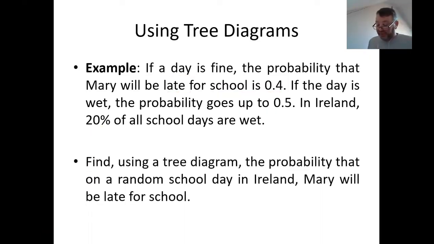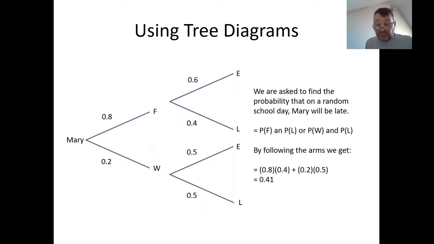Find, using a tree diagram, the probability that on a random school day in Ireland, Mary will be late for school. Okay, so there's your diagram as I drew it a moment ago. Now, what is the probability that she will be late for school? So therefore, we take this arm, late, and this arm here, which is late, straight down that way. So 0.8 by 0.4 is 0.32. There it is there. And then we have 0.2 by 0.5, which is 0.1.